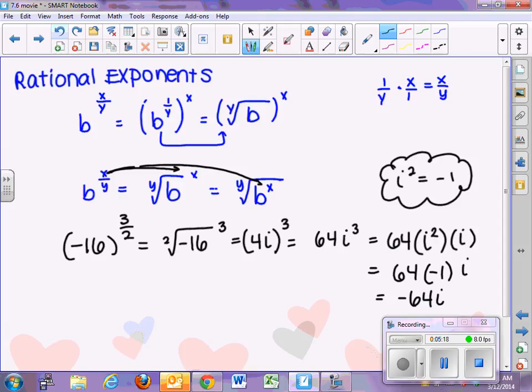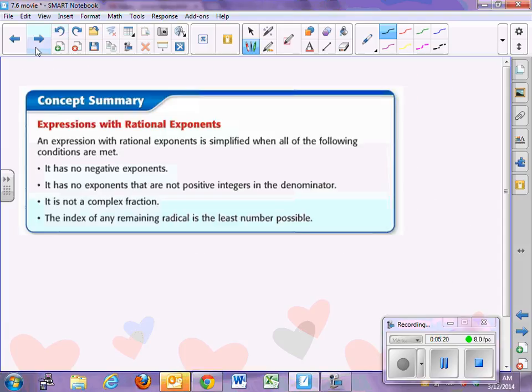All right, let's go ahead and look at this box. We always have to have all our answers in simplified form. So what we have to remember is we have no negative exponents in our final answers. And we have no exponents that are not positive integers in the denominator.